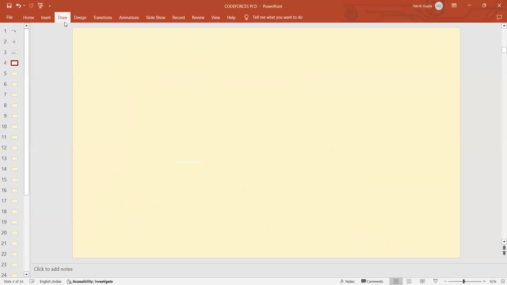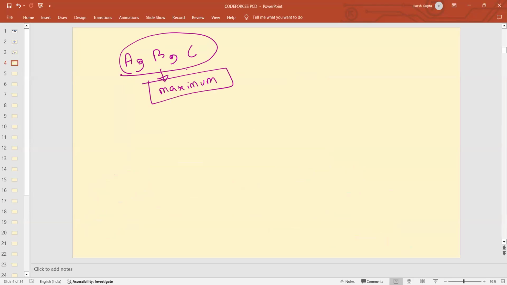One thing that came to my mind while I was giving the contest was that we have three values A, B, and C. Then I took the maximum of these values. Let's suppose I take A as 5, B as 3, and C as 1. I took the maximum of these values. It was 5. So I kept 5 A's, something like this.